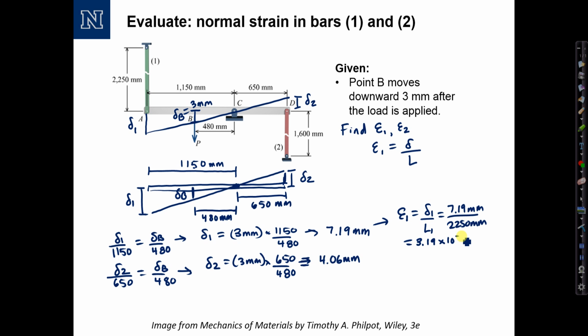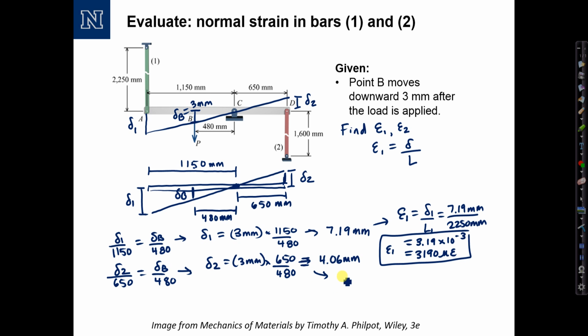And that value computes to 3.19 times 10 to the minus 3, and it's unitless, and that's an acceptable form of the answer. Your textbook also likes to convert strains to what is called microstrain, which is equal to 10 to the minus 6 strain. So if we wanted to convert to microstrain, we'd multiply this by 1,000, and then we have 3190 microstrains. Either one of those is an acceptable answer for the strain in bar 1.